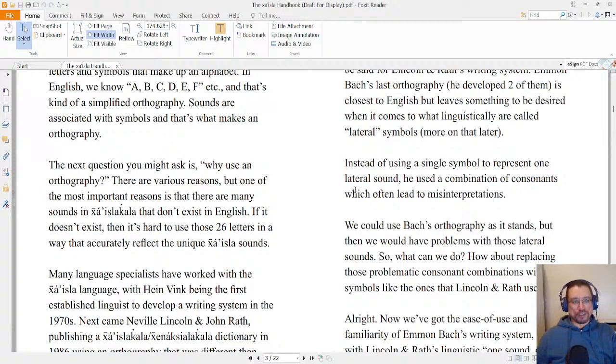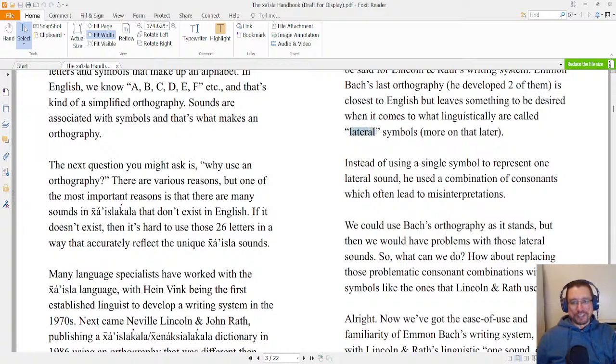So another thing that I would like people to keep in mind is don't worry too much about the terminology. I'm not a trained linguist myself, but I understand some of it. I understand enough to help me learn xa'isla better. And when it comes to the terminology, I use a lot of linguistic terminology because when it comes to each of these concepts, I have to call it something. I can't just say this thingy and that whatchamacallit and this who's it. I have to call it something.